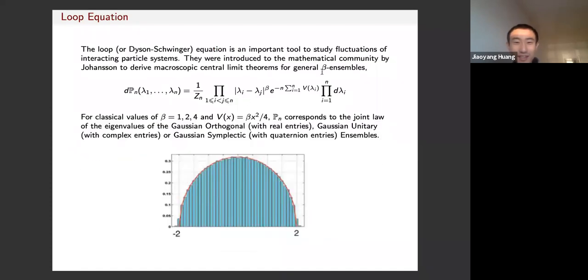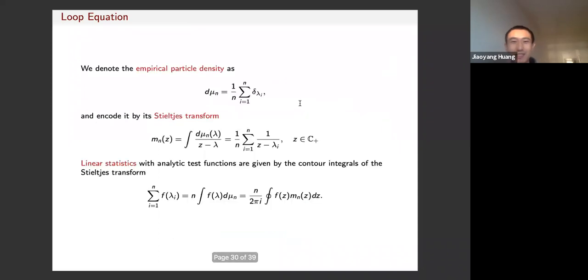If you want to study this particle system, usually we just encode it by the empirical particle density d mu n, which is 1 over n sum of delta lambda i. We can encode it by the Stieltjes transform m n, which is the integral of d mu n over z minus lambda, which is explicitly 1 over n sum over 1 over z minus lambda i. So all the information of the particle density is encoded by the Stieltjes transform.